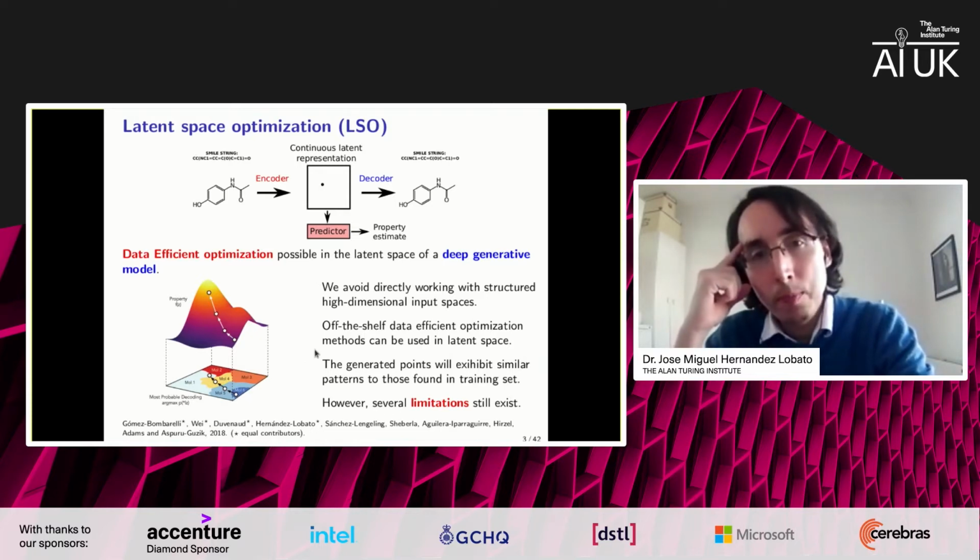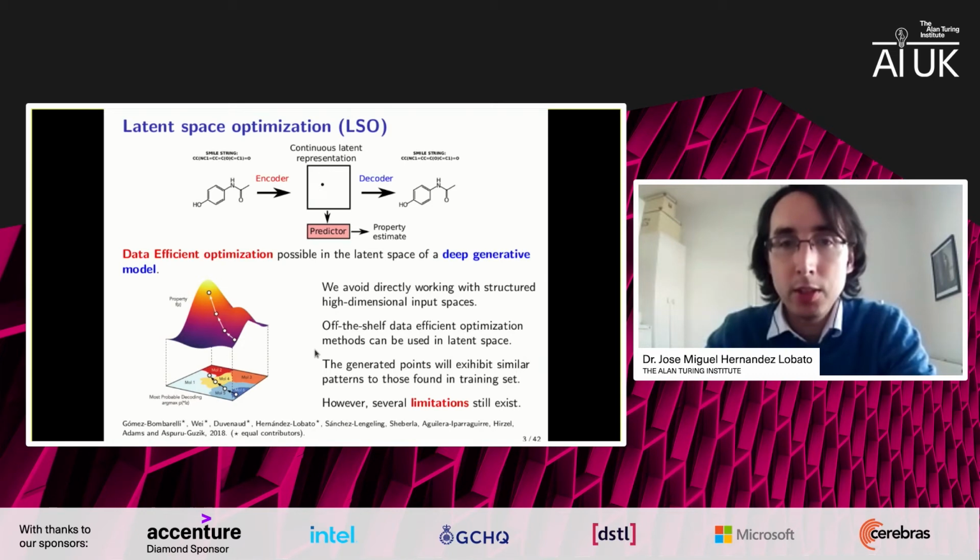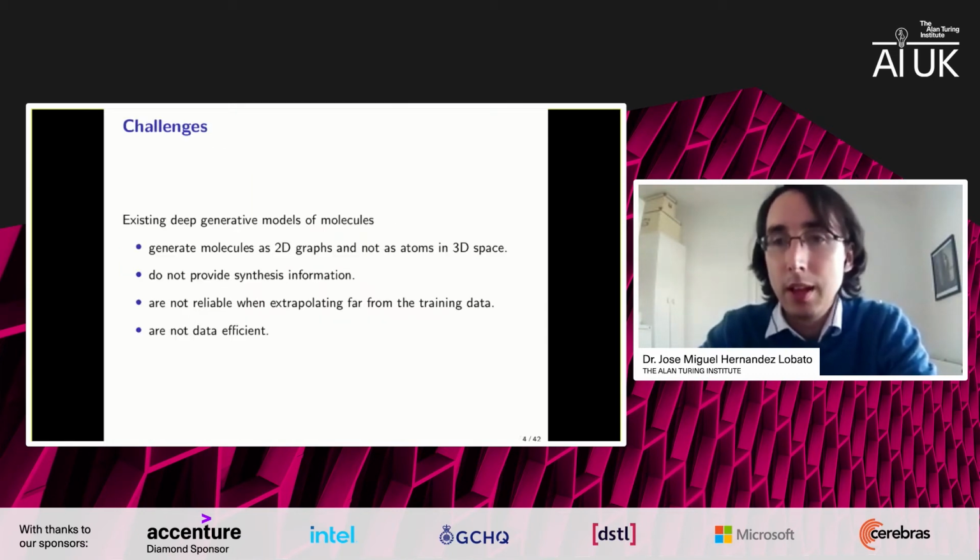So this looks really good, but there are still several limitations within this approach, and this is what my Turing AI Fellowship will focus on addressing. One of the key things is that these models that I have described generate 2D graphs. For example, they don't account for the fact that molecules exist in 3D space, and are given by the locations of the atoms in 3D space. And many of the properties of molecules depend on this 3D structure. So we are interested in coming up with generative models that generate molecules in 3D space.